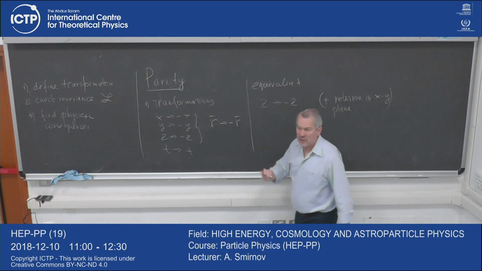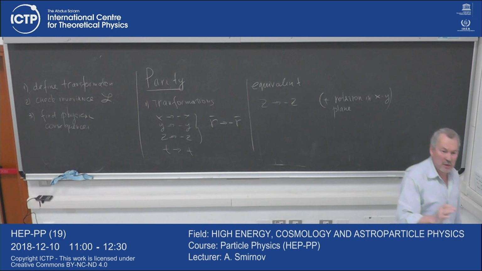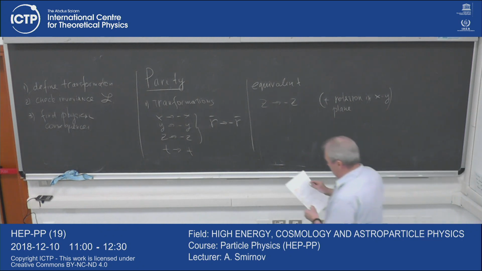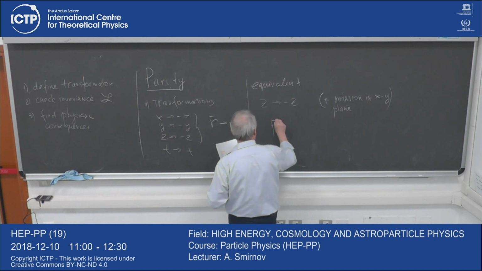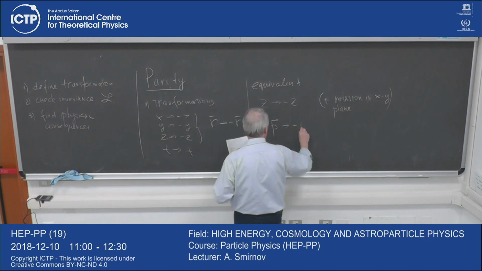And you can reproduce the same. So from a physical point of view, it is enough to consider just reflection. So left goes to right, just reflection with respect to z, for instance. Now, how are the other variables transformed? P, momentum, goes to minus P. Energy doesn't transform.